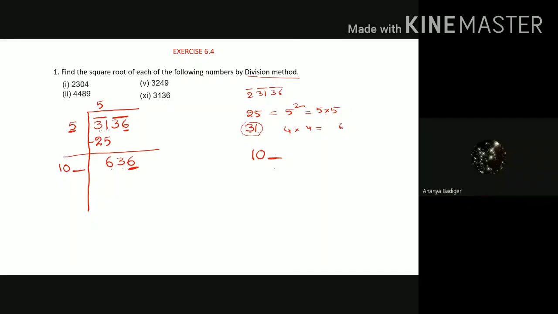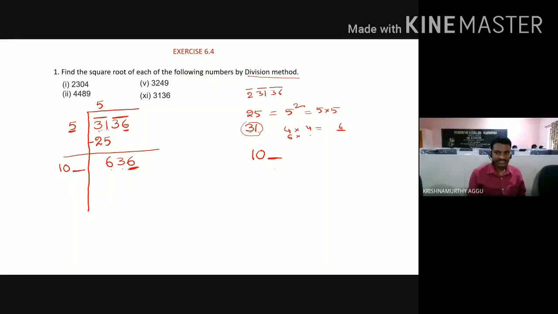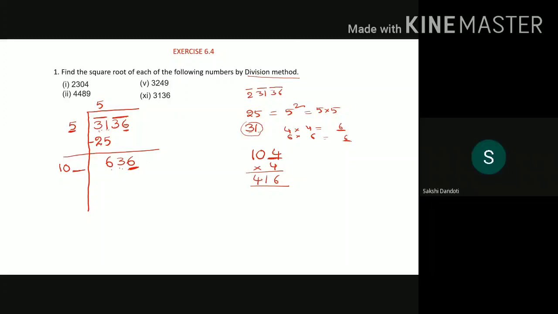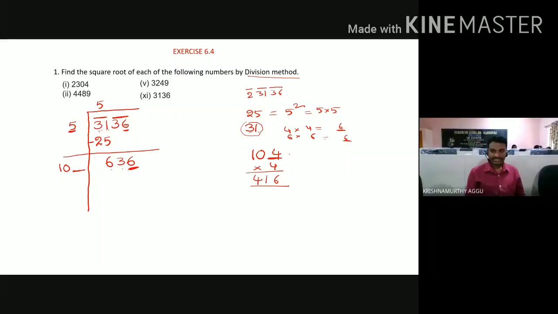4, 4 times 4 is 16, ending 6. 6, 6 times 6 is 36, ending 6. Correct? So either it may be 4 or it may be 6. Okay. Let us select 4 first. With that 4 only you multiply. How much are you going to get? 416. But you wanted to get 636. So 4 is not to be kept here.